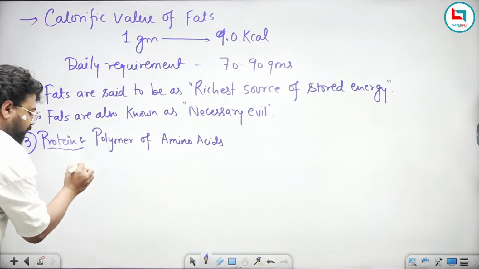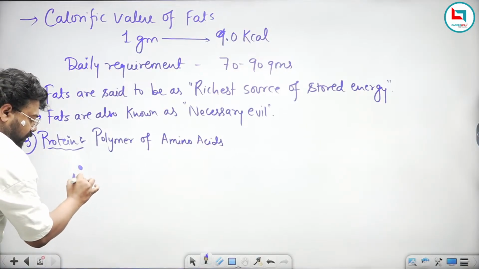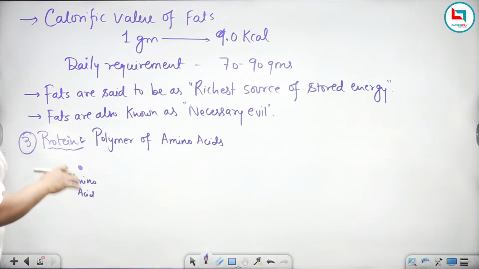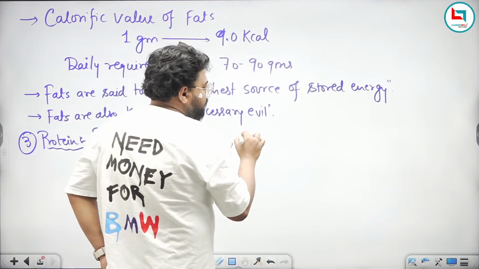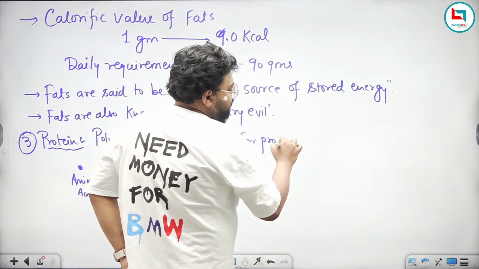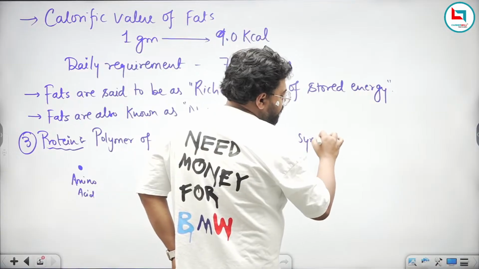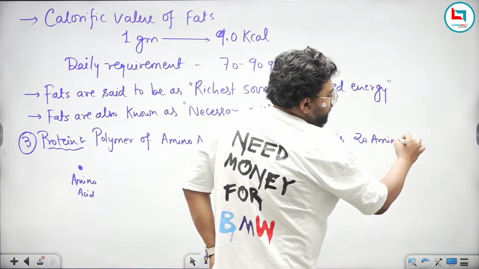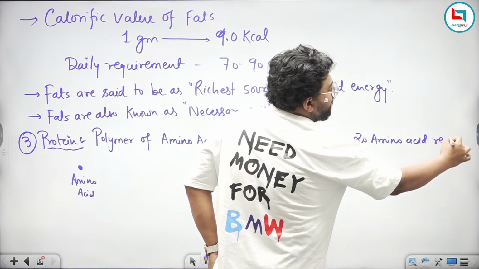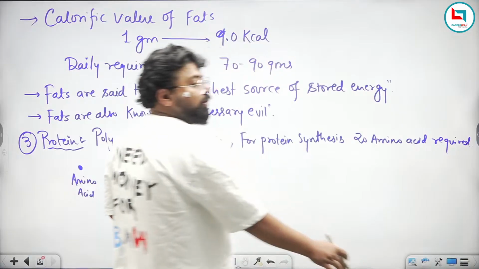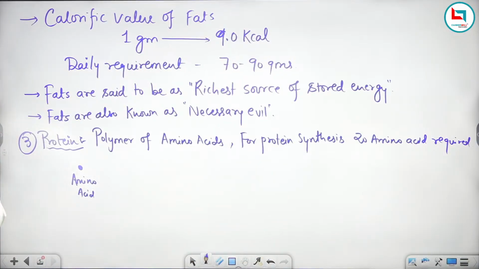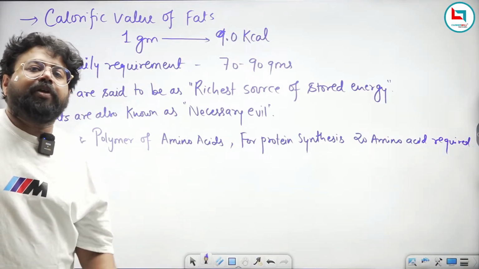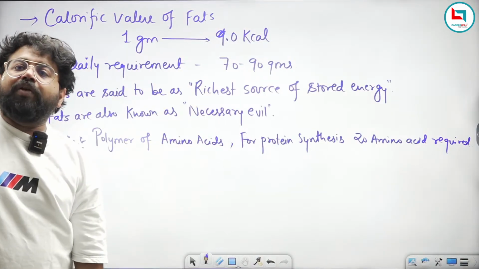So basically we have a unit amino acid, and there are n number of amino acids. For protein synthesis, 20 amino acids are required. Now, in nature, there are 573 different types of amino acid. But out of these 573 amino acids, only 20 amino acids are required for protein synthesis.